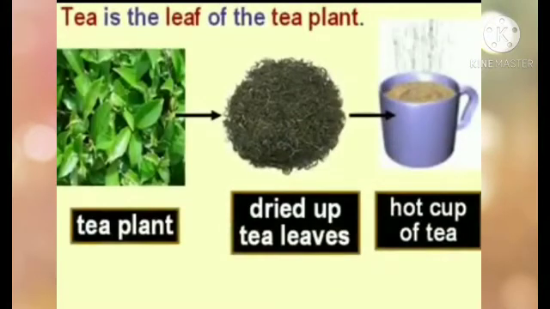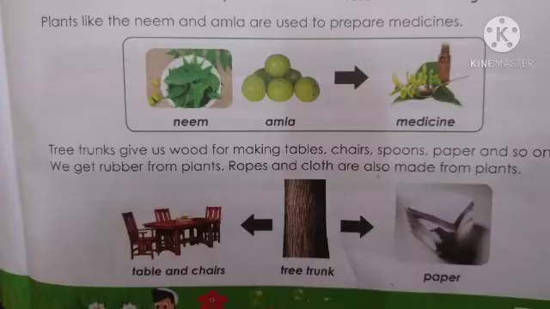We get tea from tea leaves. Tea is the leaf of the tea plant. Plants like the neem and amla are used to prepare medicines. Trees' trunks give us wood for making tables, chairs, spoons, paper and so on. We get rubber from plants. Ropes and cloth are also made from plants.